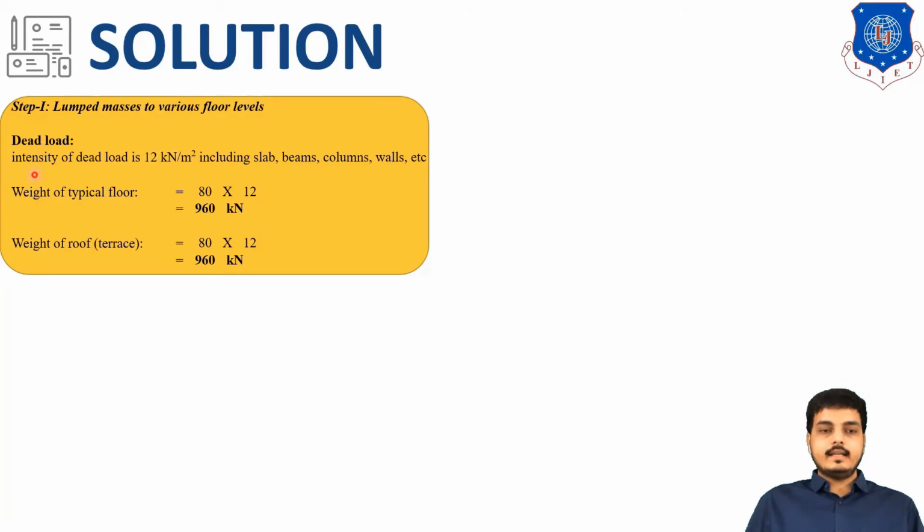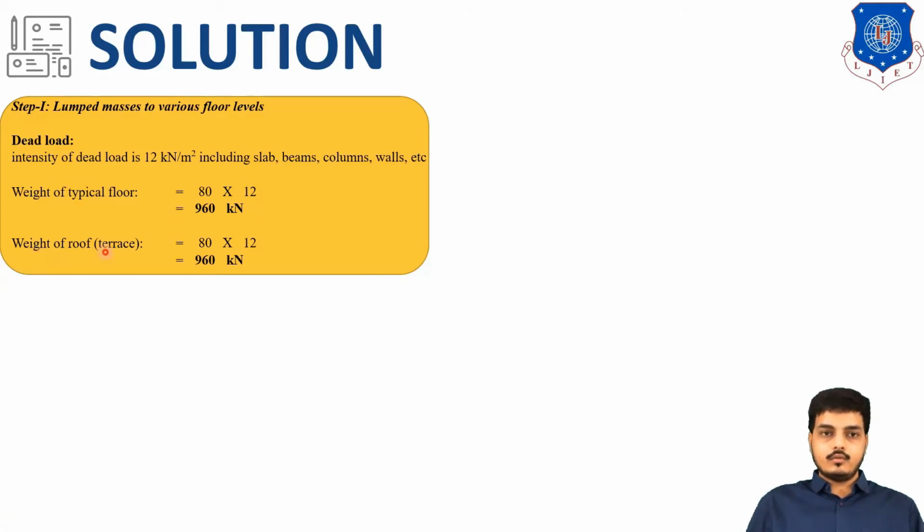Now, the intensity of dead load is given. It is 12 kN per meter square, which includes slab, beams, columns, walls, etc. So this is my dead load per meter square. What will it be for the typical floor? It will be 80, which is my floor area that we found in the previous slide, multiplied by 12. So the typical floor will have a dead load of 960 kilonewton.